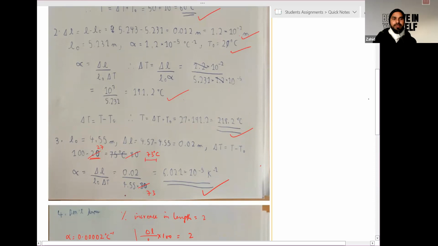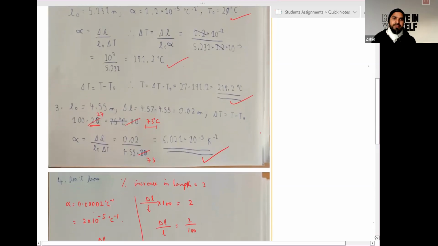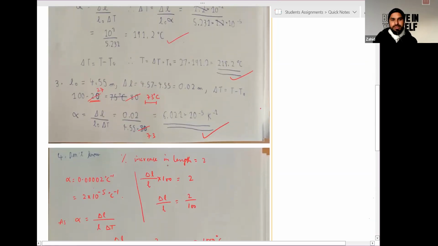Then if you put this term in this formula to get alpha, you will get 6.021 times 10 to the power minus 5. And in the last question, you had given percentage increase in length is 2%. So we may write it as delta L by L into 100 equals 2. So move this 100 to the right side. So delta L by L will become 2 by 100.